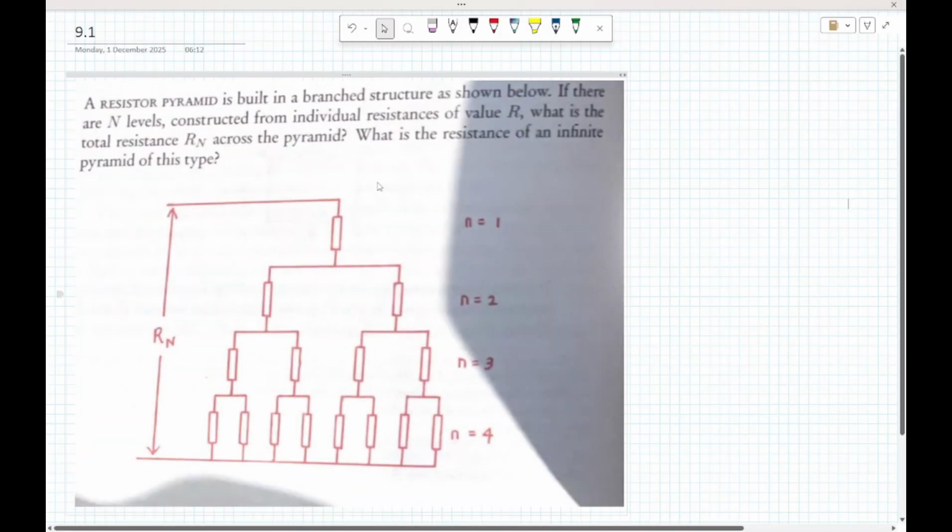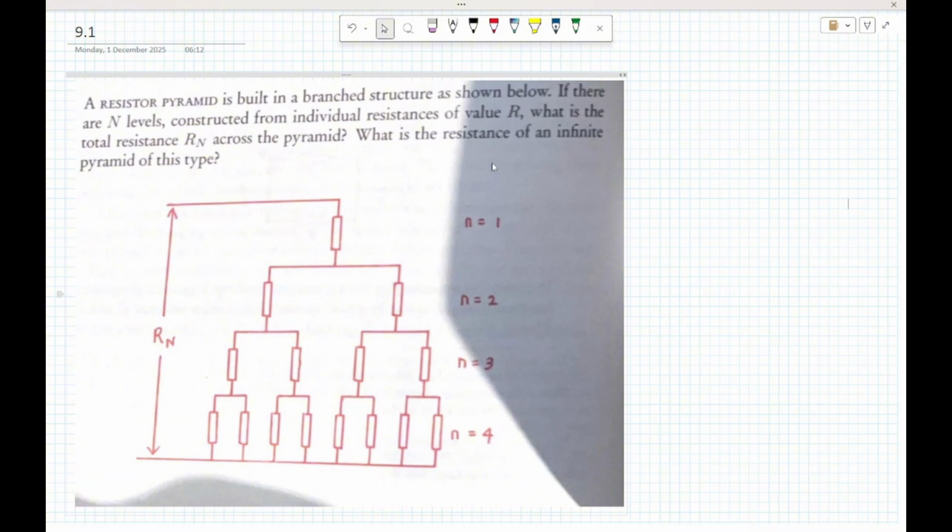Hello everyone, this is one of the questions we're going to be doing today. It's an electricity question. It's quite simple if you think about it. I'm going to let you pause the video and attempt it yourself.